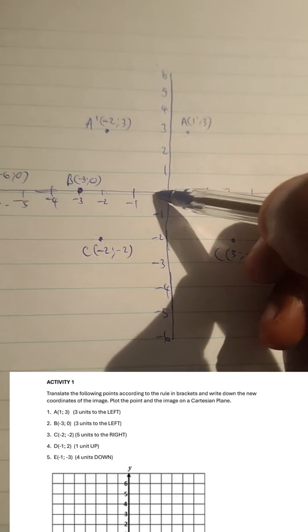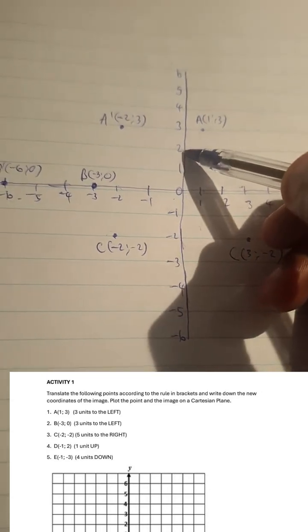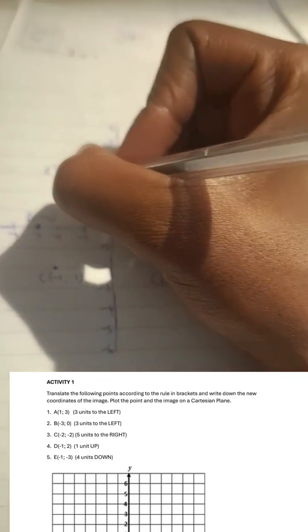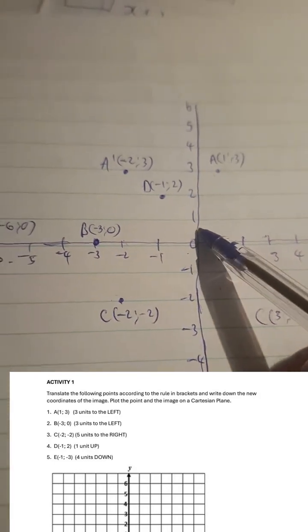And 2. X is negative 1, y is positive 2. Where do the two meet? Mom and dad finally met in this beautiful restaurant. That's where they met. That is D, negative 1 and 2. What about the image of D?